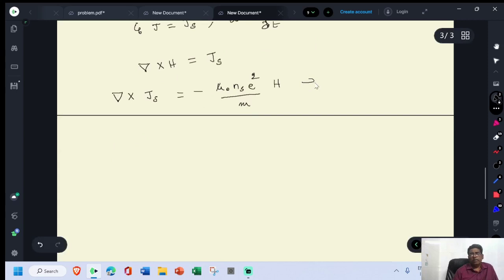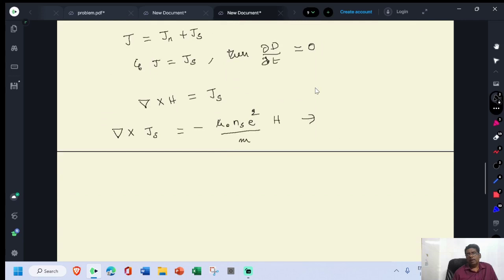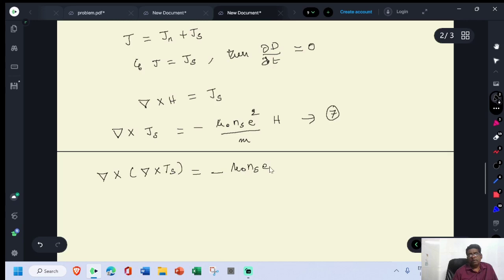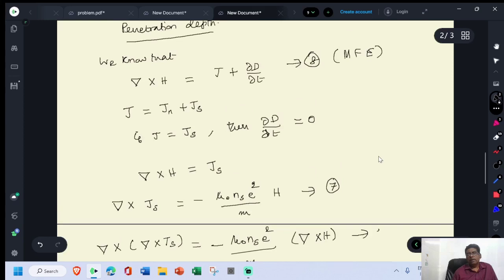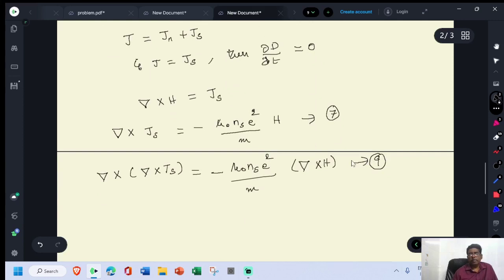This is equation number 7. Taking curl on both sides, del cross Js is equal to minus mu naught ns e square divided by m into del cross H. This we have taken curl on both sides. This is equation number 9. Now we have to expand this.